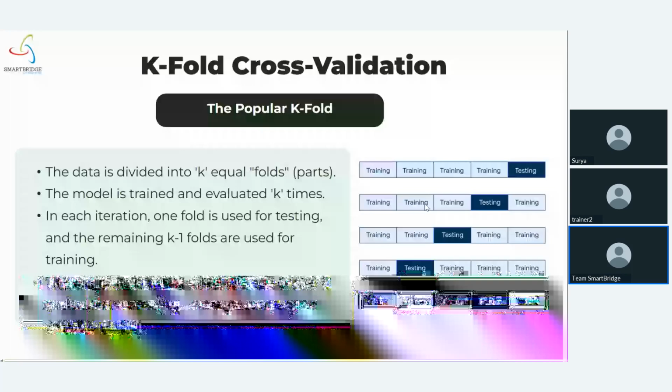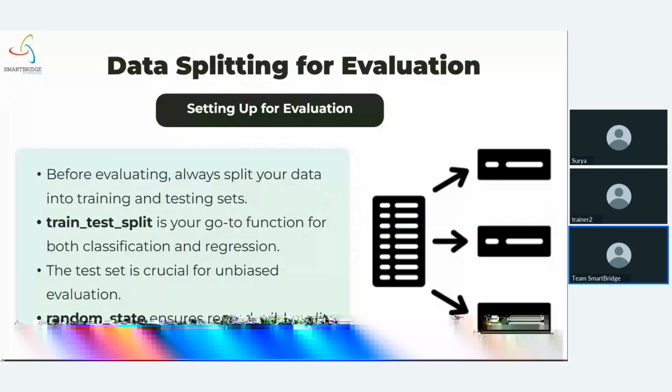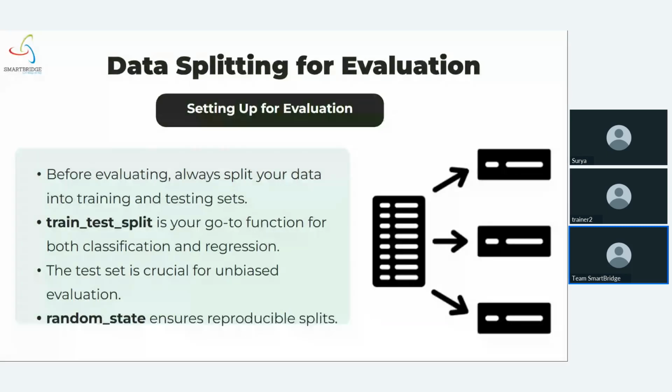The train test split we have already discussed in the previous class, and the random state ensures that the data is split into exact proportions, and that we have random data sets divided into multiple portions.